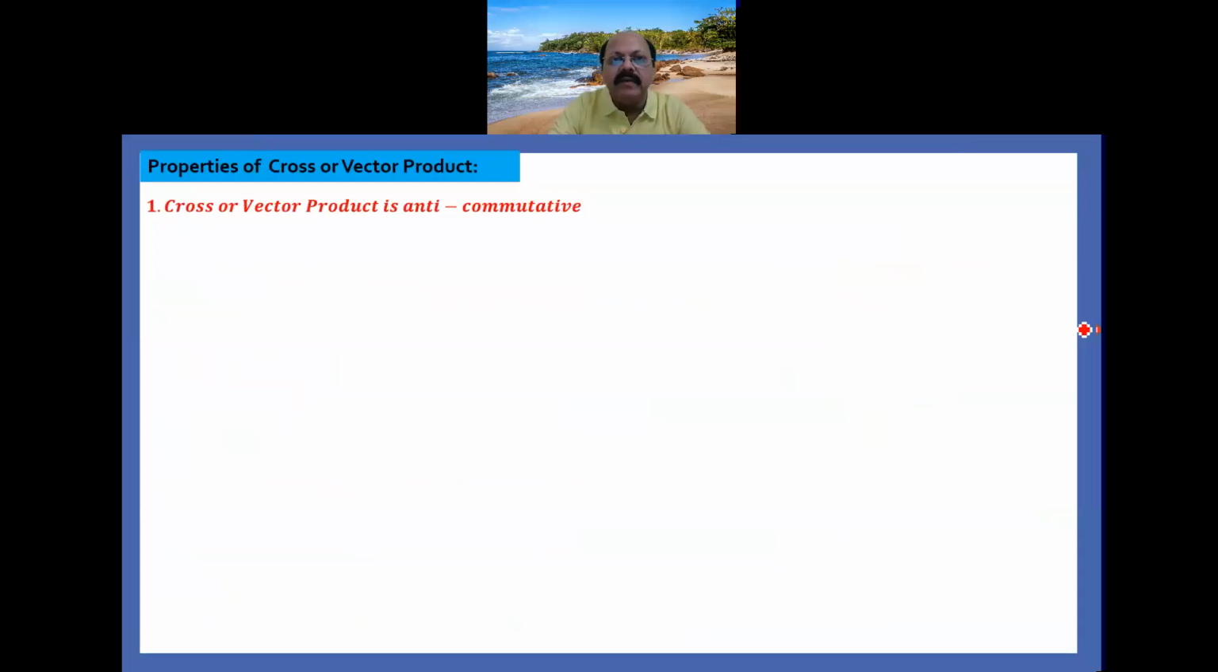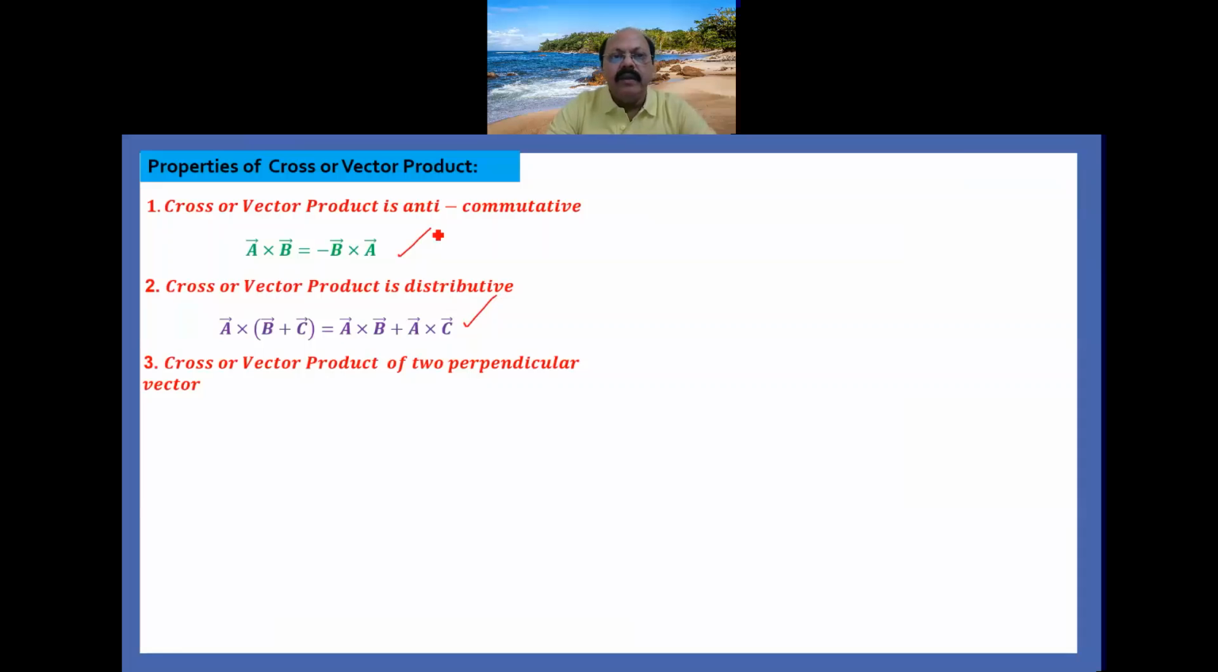Now the properties of the cross or vector product. The first one is that the cross or vector product is anti-commutative because the direction is involved here. So that's why A vector cross B vector equals minus B vector cross A vector. Second property: the cross or vector product is distributive. That is A vector cross within bracket B vector plus C vector equals A vector cross B vector plus A vector cross C vector. You can see here.